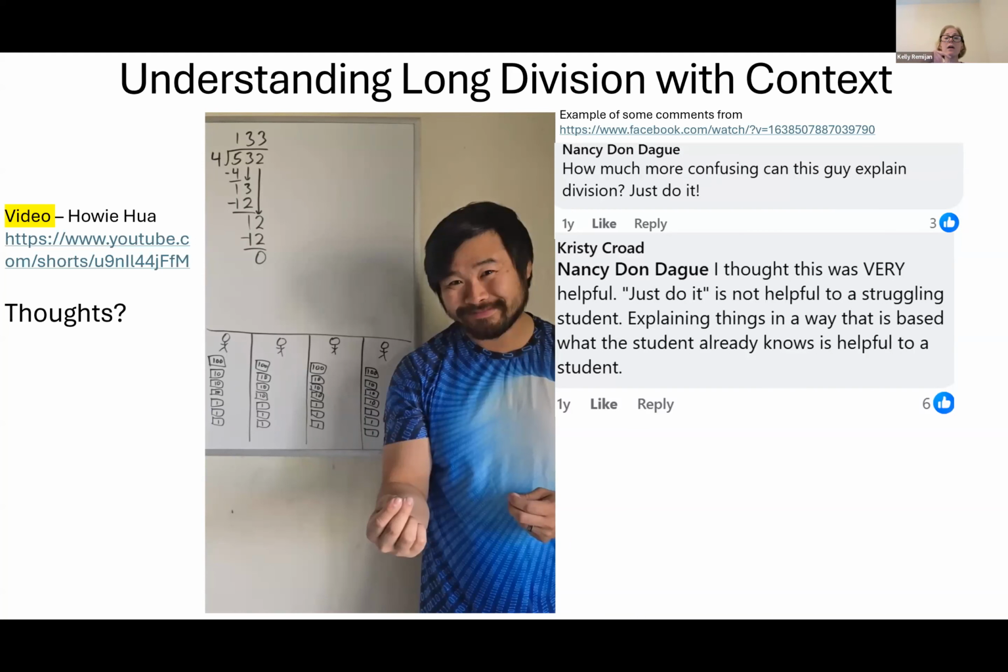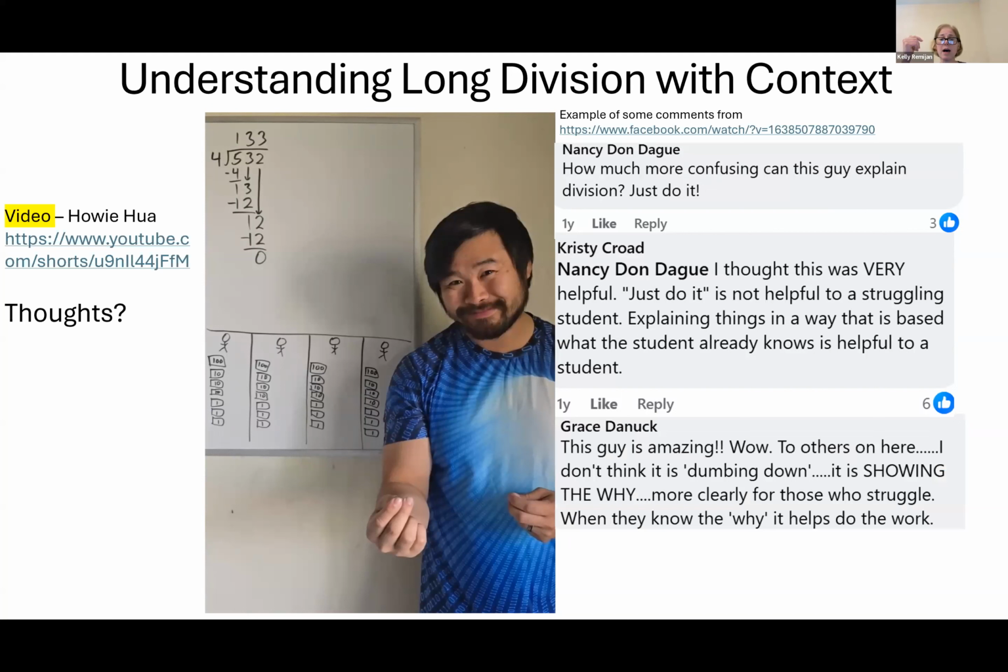Curiosity. Another point, another person, Grace, commented about how some people say it's dumbing it down. This person said it's not dumbing it down, it's showing the why. When we know the why, it helps to do the work. Again, the why. Again, some people will disagree that it's dumbing down. This person shows a connection, and this helps us with polynomial long division in Algebra 2. So it makes a connection for later math classes, later concepts.